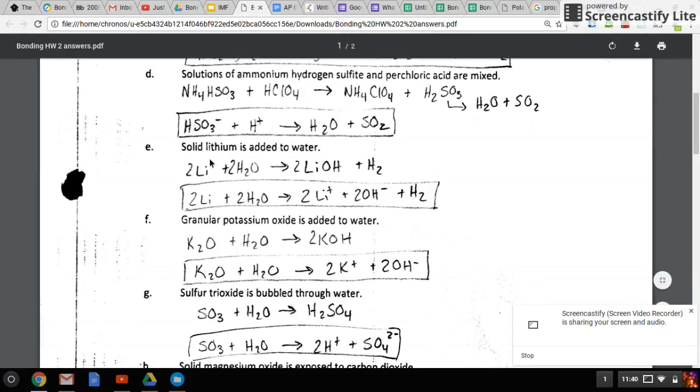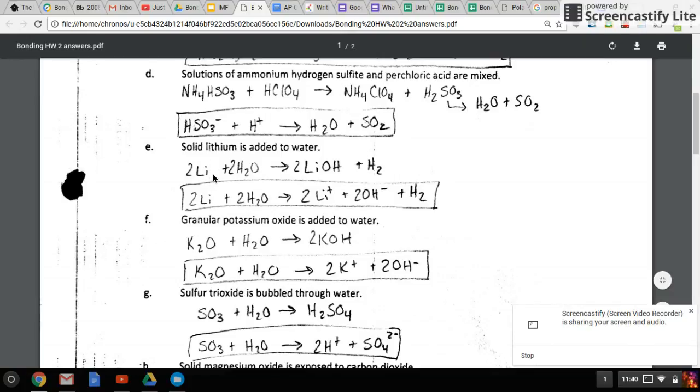E is one of our reactions to know. We've got solid lithium and it's added to water. These guys are part of the alkali metals, and that's because they form basic solutions when mixed with water. We are going to form a base and hydrogen gas. Water is a molecule, so again, we do not split that up, and lithium is solid.